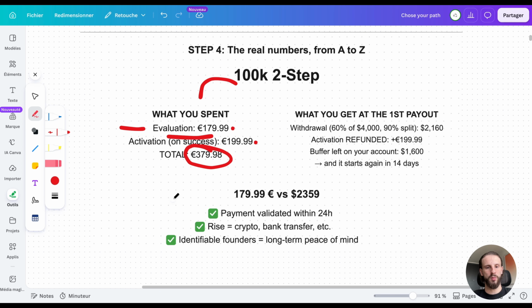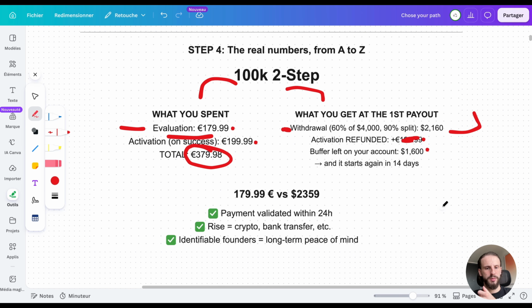But here's the thing. Watch what happens at your very first payout. Your first withdrawal, that is 60% of $4,000 with a 90% profit split, comes out to $2,160 in your pocket. And on top of that, your activation fee is fully refunded. That is another 199 euros that come back to you. And you still have a $1,600 buffer sitting on your account at this point. And then it all starts again after 14 days.